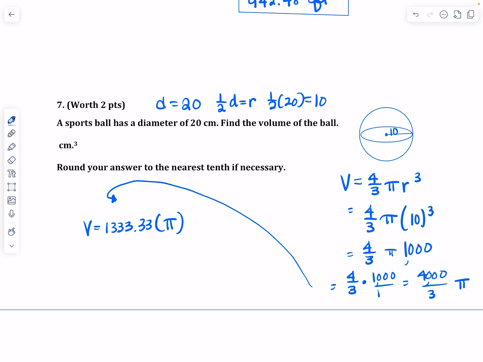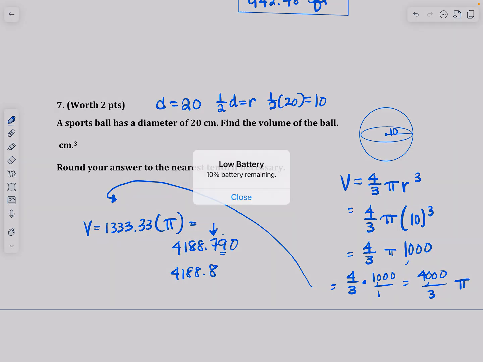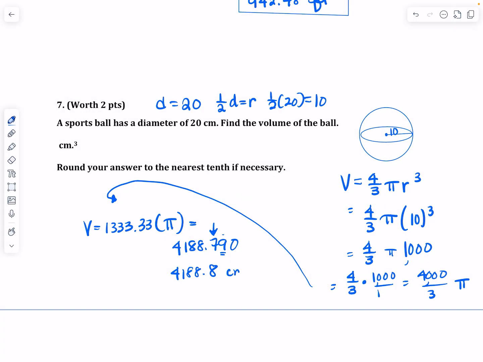And when I do that, I get 4,188.790. Again, round to the nearest tenths place. Okay, so the 7 falls in the tenths place. I look behind it, it's a 9, so I'm going to round up. 4,188.8. And the units are going to be cubic centimeters, which is the volume of this sports ball.